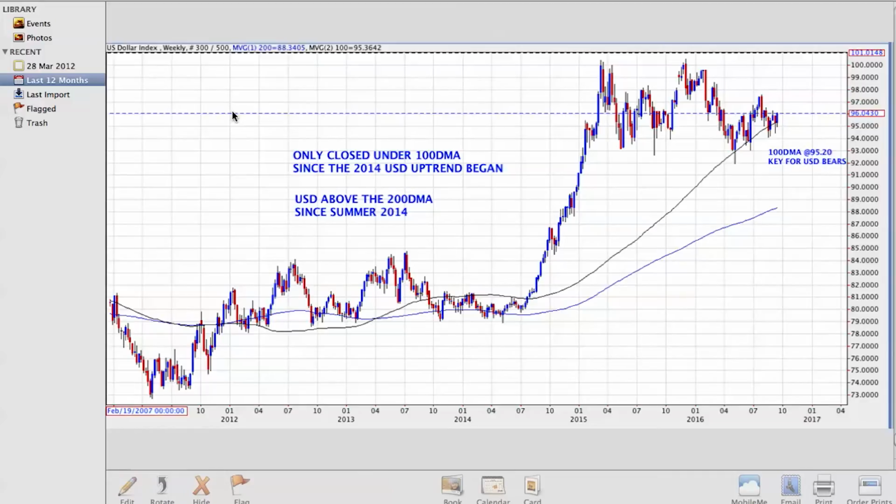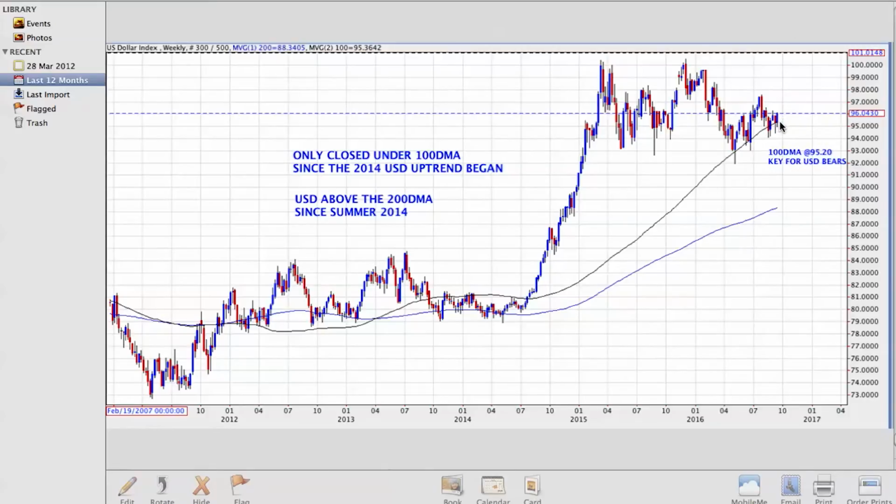In front of me you can see a US dollar weekly chart, and you can see the almighty uptrend that the US dollar has been in, and also this period of consolidation since 2015, where we've been in sideways action. If we have a look at the 100-day moving average on a weekly basis, we've only managed one close underneath there since the uptrend began in 2014, and that 100-day around the 95.20 area is really the key.